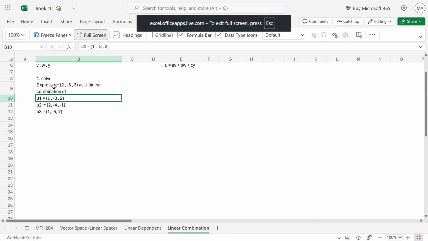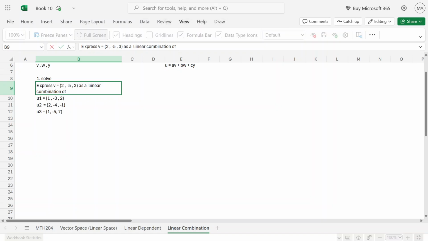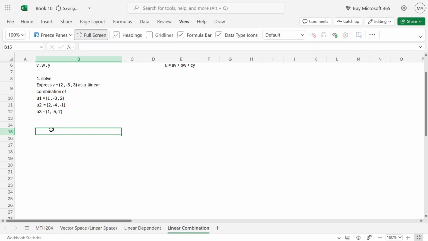Now express v equals the vector 2, minus 5, 3 as a linear combination of u1, u2, u3. So what do we do? We said write this equation first. So we can now rewrite it as v equals a times u1, plus b times u2, plus c times u3. So that's the equation, and you can solve for it.